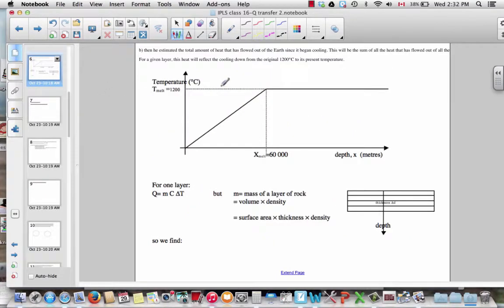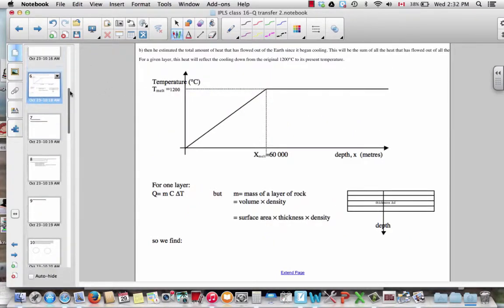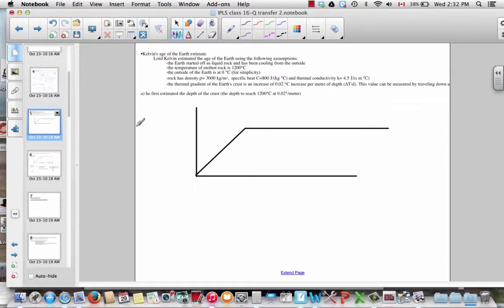Next example, this is an interesting one for historical reasons. Kelvin estimated the age of the Earth by imagining that the Earth had started off as a ball of molten rock and had gradually cooled. In his mind, there was a layer of crust on the top, and at the center there was this layer of molten rock. He knew the temperature at which rock melted: 1200 degrees.